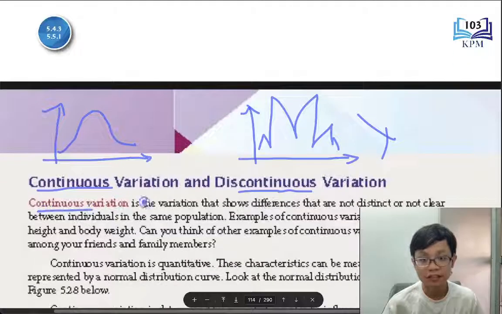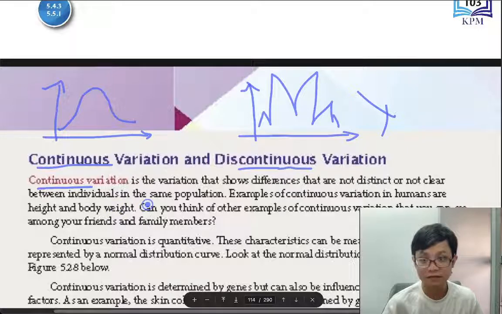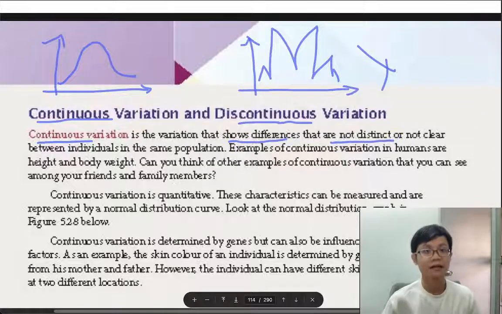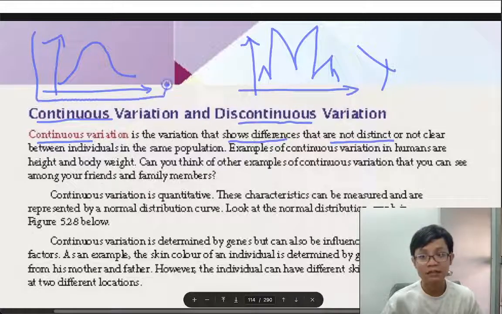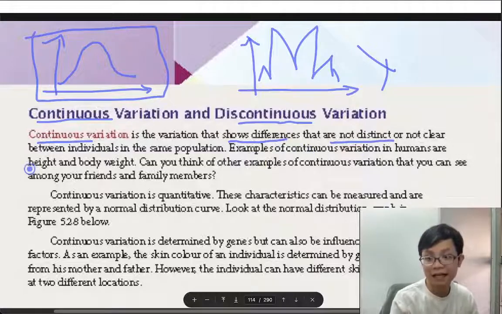So continuous variation shows differences that are not distinct or not clear between individuals in the population. So again, let's remember the definition, because sometimes the exam will ask: continuous variation is the variation that shows differences that are not distinct, not clear between individuals in the same population. For example, height and weight.